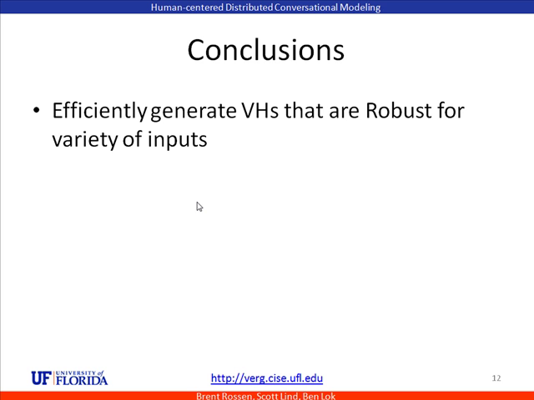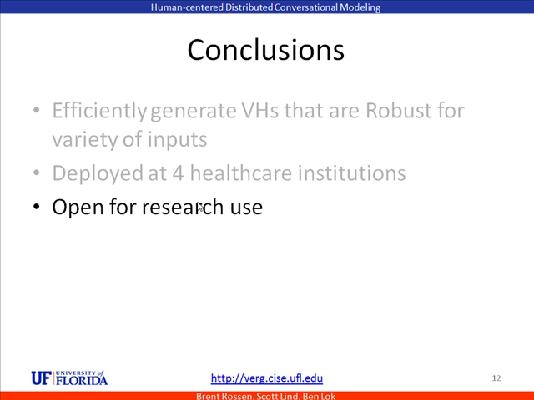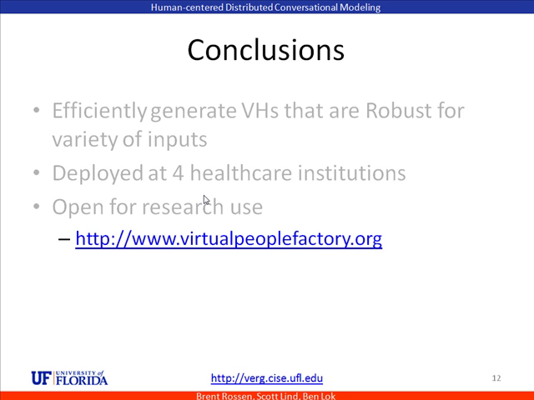In conclusion, human-centered distributed conversational modeling allows us to efficiently generate virtual humans that are robust for a variety of inputs. This has been deployed at 4 healthcare institutions, and it's open for research use. So if any of you watching this video would like to try human-centered distributed conversational modeling, please go to www.virtualpeoplefactory.org and you'll be able to sign up for an account.